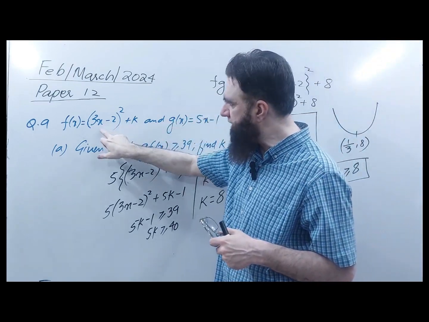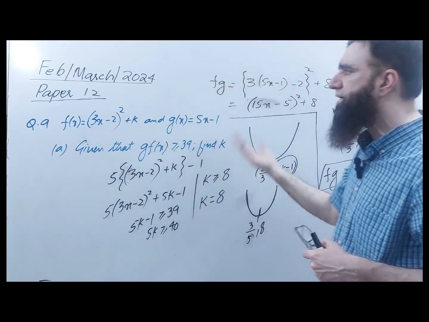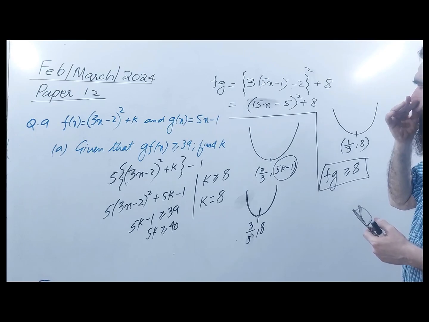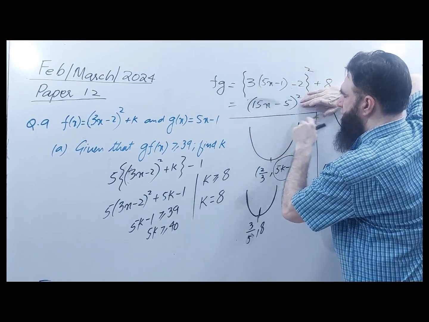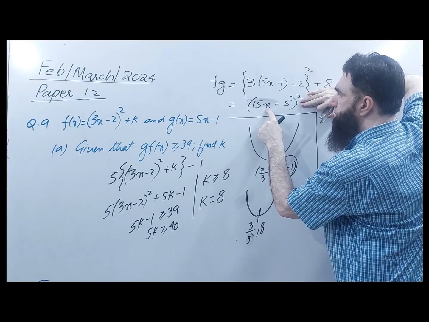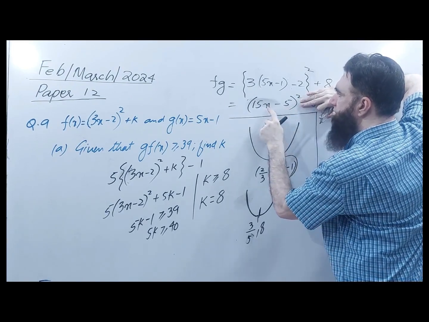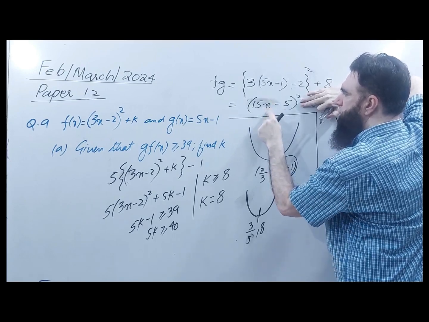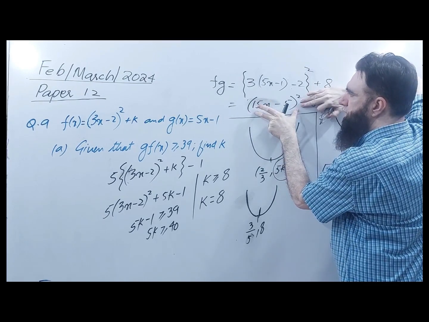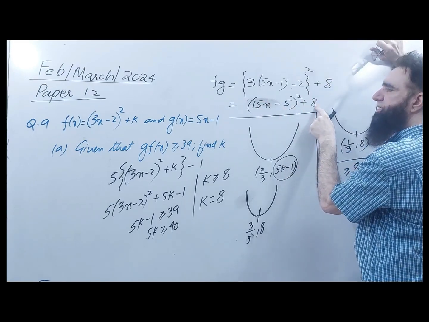And when you can put any real value in function f, you can get any real value as a range. So you see, whatever x value you put in here, for example, if you put x equal to 0, this becomes minus 5. Or if you put x equal to 1 over 3, this whole thing becomes 0. So the minimum value of this function is 8.